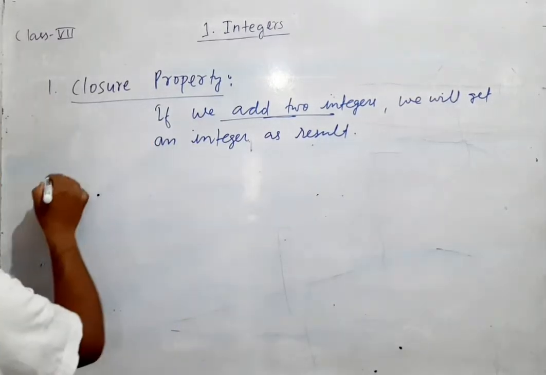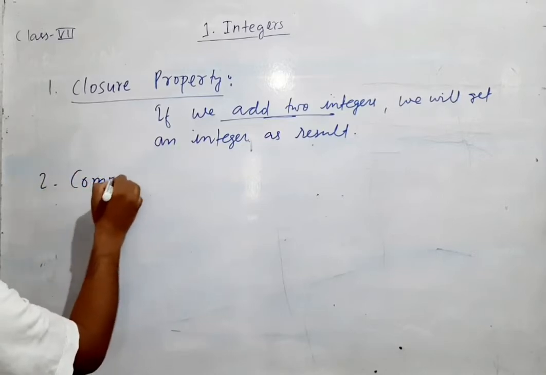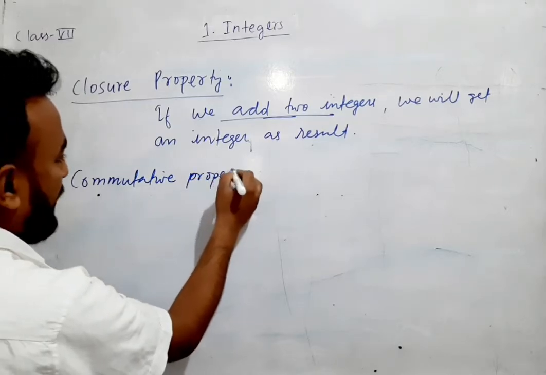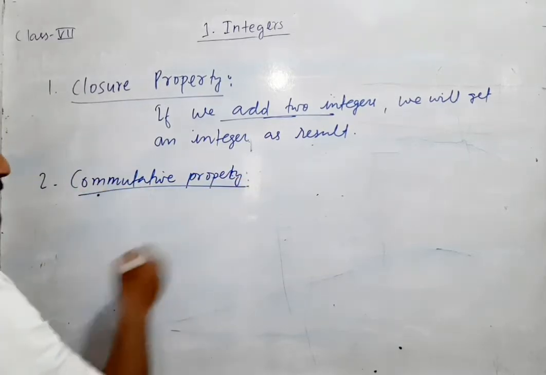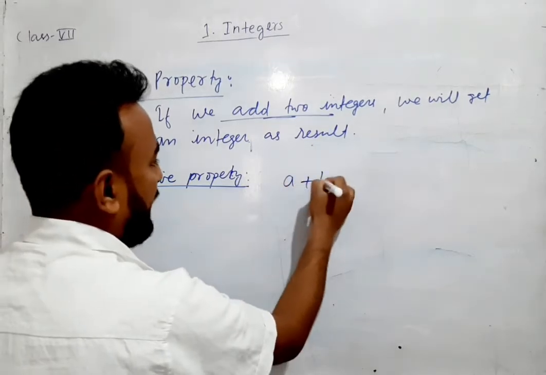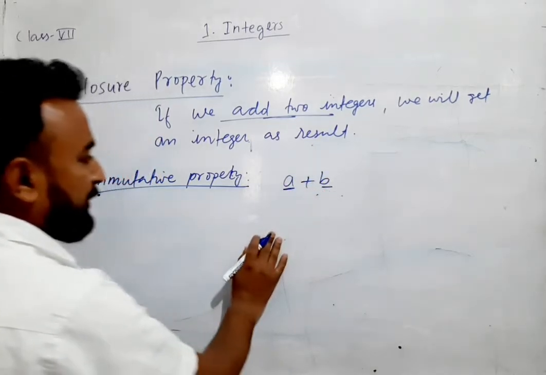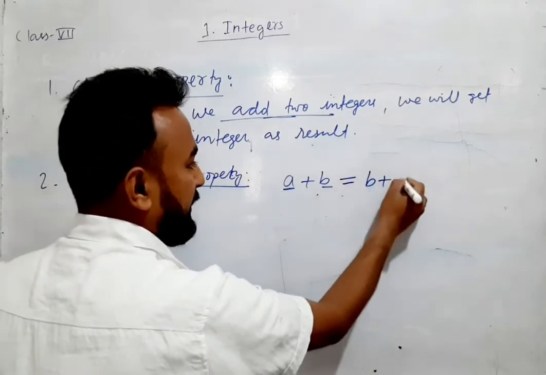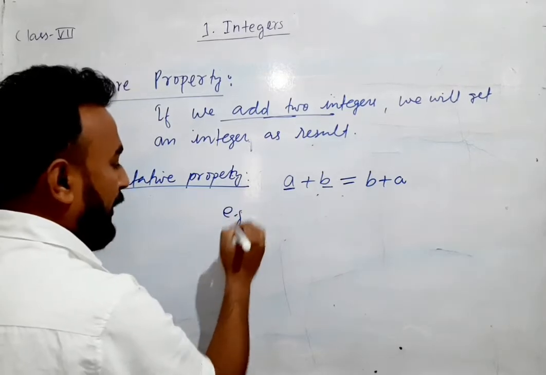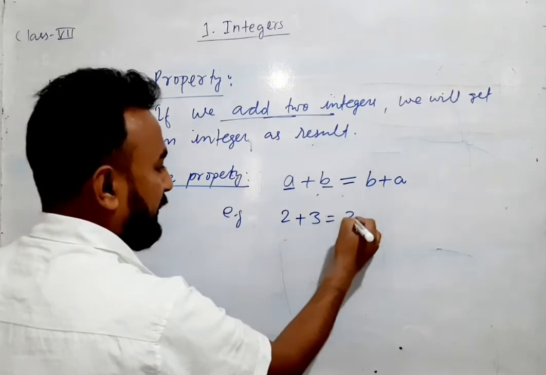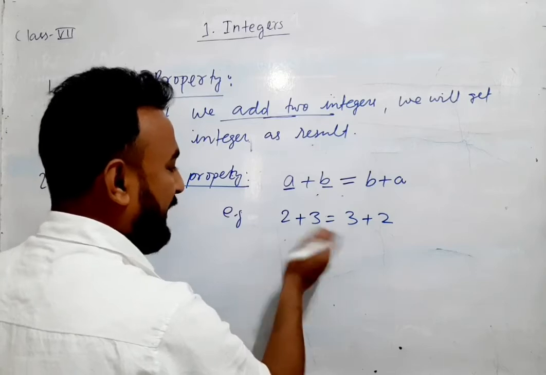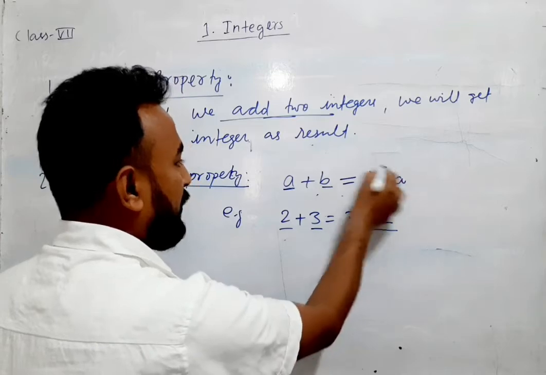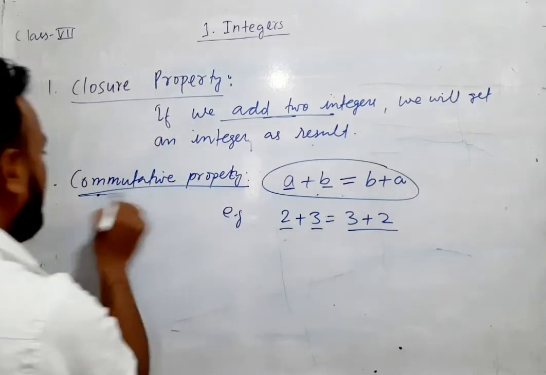Next you have commutative property. Let's say a and b are two integers. When you add a plus b, then b plus a is equal. As for example, when you add 2 plus 3 and 3 plus 2, you have to only alternate them. 2 plus 3 is 5, and 3 plus 2 is also 5. So this relation satisfies the commutative law.